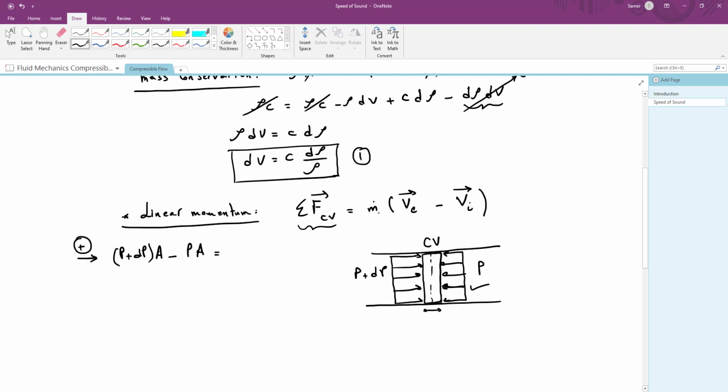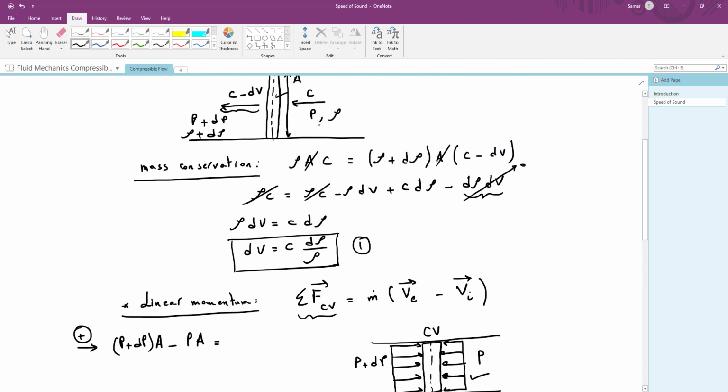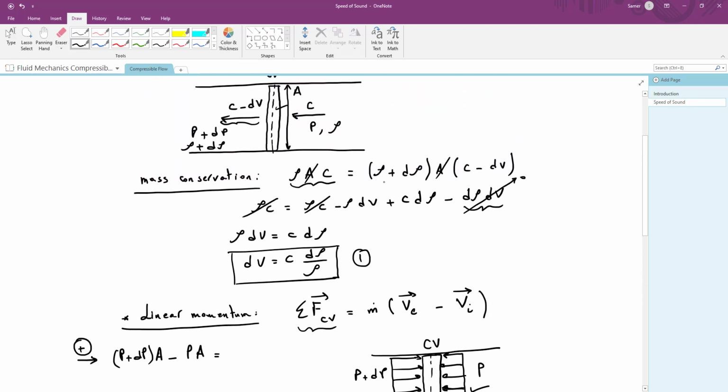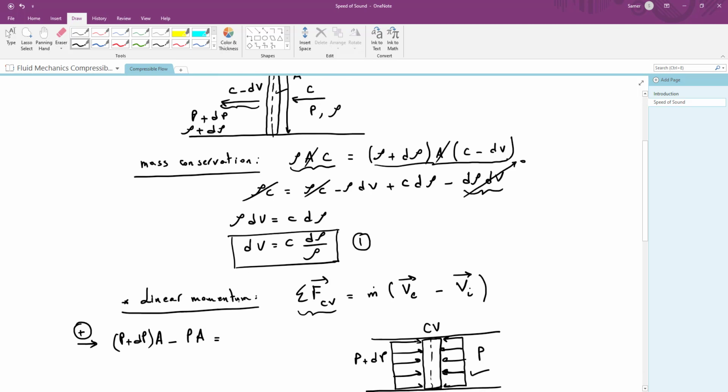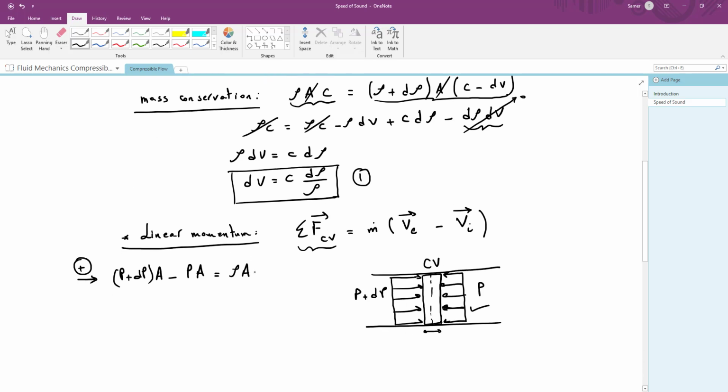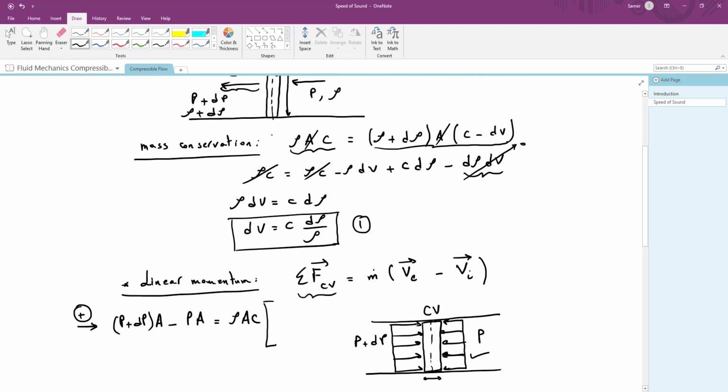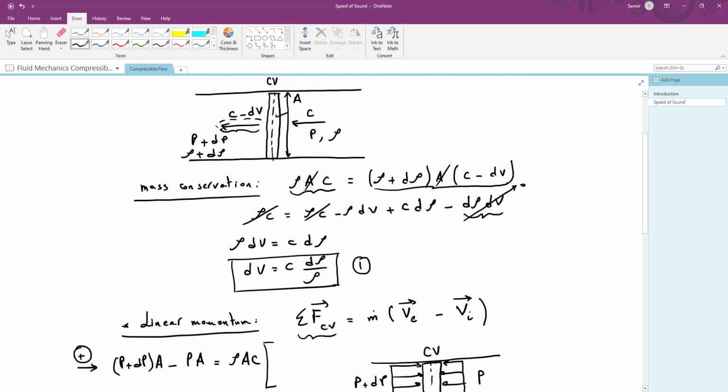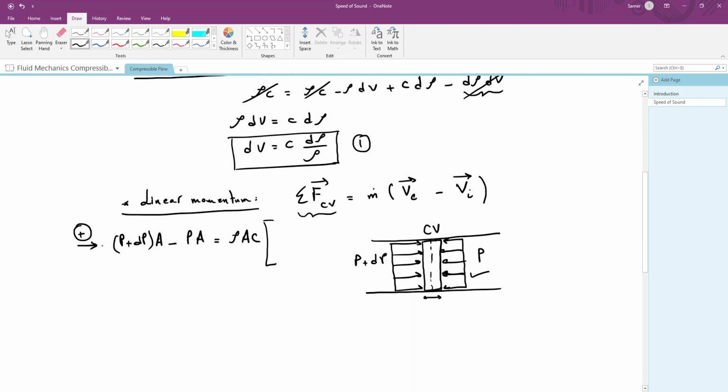Okay. Now this is equal to the mass flow rate. We have the mass flow rate at the inlet and the mass flow rate at the exit. So it is easier to choose the mass flow rate at the inlet, since this is simply equal to rho AC multiplied by the velocity vector at the exit. So this is the velocity vector at the exit, and you can see that this velocity vector is pointing to the left and having a magnitude equal to C minus dV. So since this is pointing to the left and we're assuming to the right is positive, we need to put a minus sign.